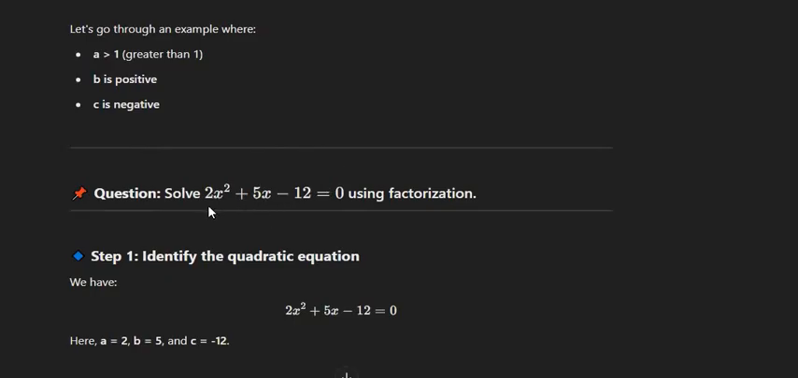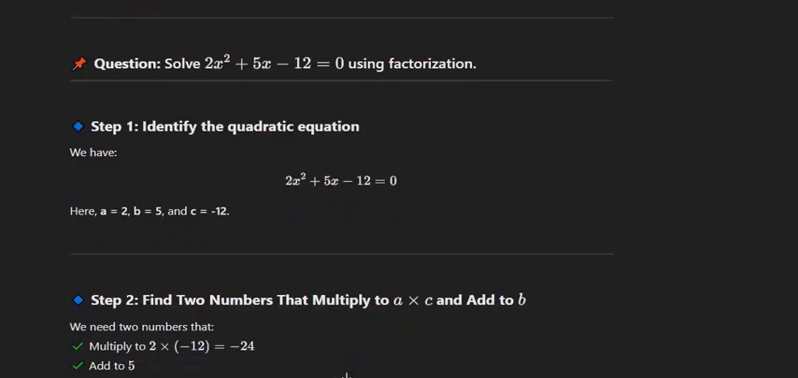This place is your a, and here a is 2, b is 5, and c is minus 12. Now you can see it. And there's the equation. Identify the quadratic equation. We have identified it. Now you have to solve it. And for solving, you need what?